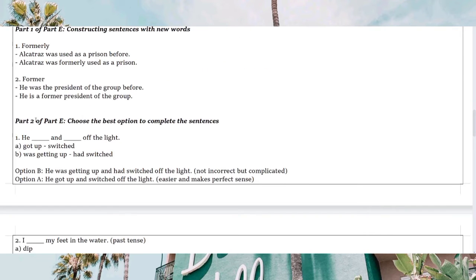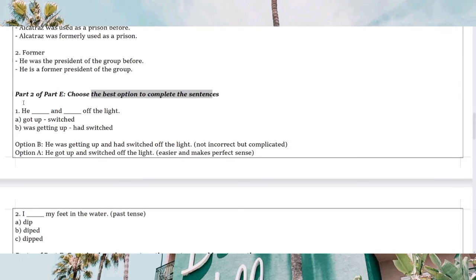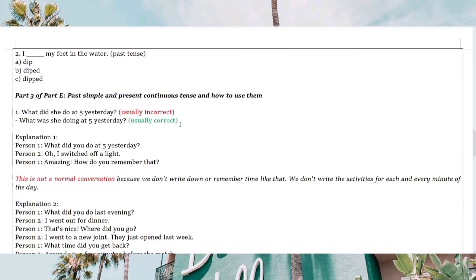Right. Part 2, choose the best option to complete the sentences. Okay, number 1 says he blank and blank off the light. So you have 2 choices. Either you say got up, switched, or you say was getting up, had switched. If you select option B, he was getting up and had switched off the light. Well, it's not entirely incorrect, but it's complicated. You can use it only in very certain situations. Usually you will just say he got up and switched off the light. It's easy, it makes perfect sense. So always choose the simplest option.